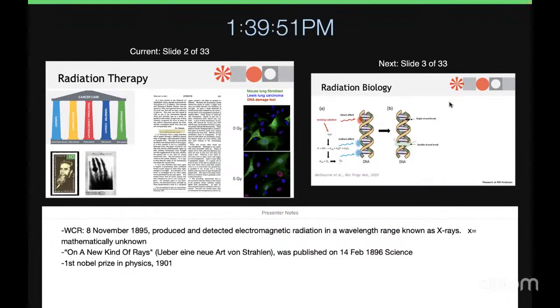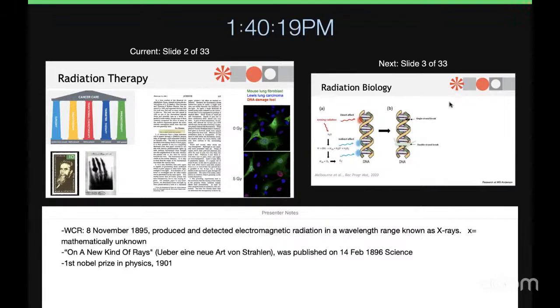In February 1896, this was published in Science. So it took about 4 months to get this into Science. The article was called On a New Kind of Rays, and X as the mathematical unknown made this into X-rays. And exactly 5 years later, he got the Nobel Prize in Physics for this. So for the grad students in the room, in a span of 5.5 years, you can go from invention to Nobel Prize. So accept that challenge.